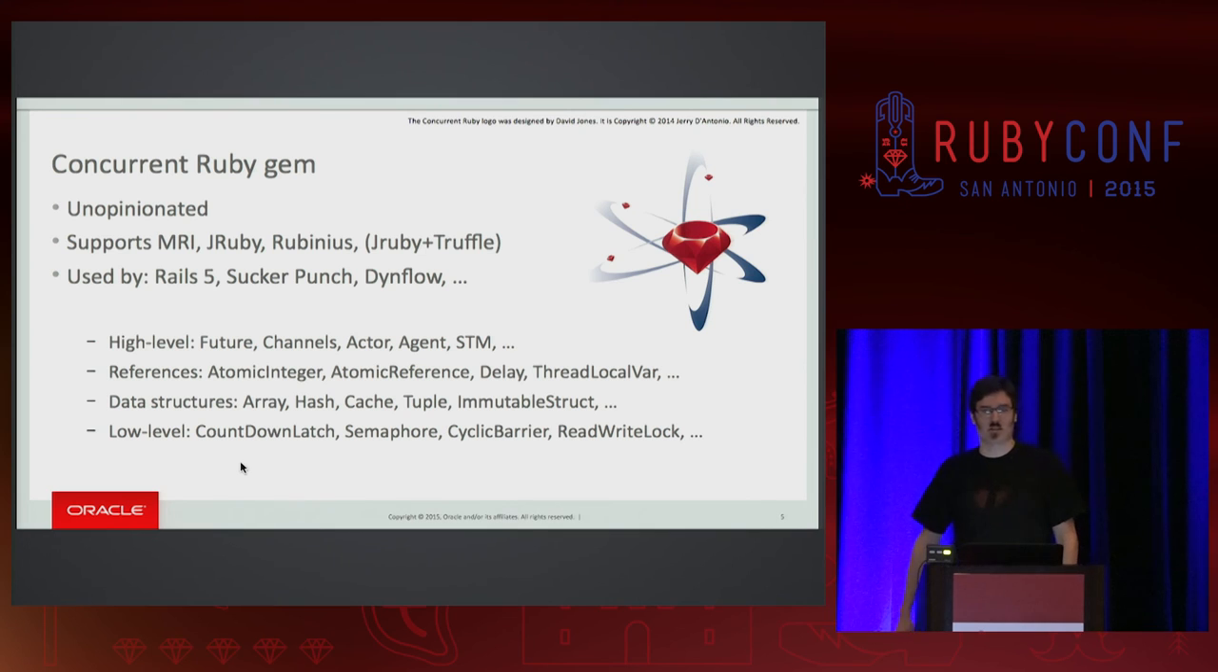And we've just released 1.0 version, so it's a great milestone for us. From the high-level abstractions, we have, for example, chainable futures, Go-inspired channels, actors, Clojure-inspired agents, software transactional memory, and more. We have atomic references, thread-safe data structures, and some low-level synchronization primitives like countdown latch, semaphore, cyclic barrier, and stuff like that, which allow you to create other concurrent abstractions more easily.